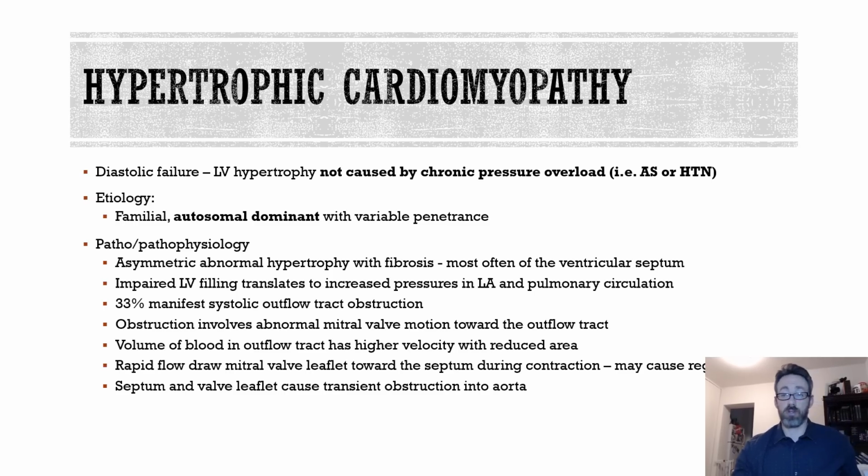So in hypertrophic cardiomyopathy, this is the second type. This is where there's hypertrophy similar to a concentric hypertrophy, where there could be smaller chambers and very thick walls. Okay. Now it's important to note that this hypertrophy is not caused by chronic pressure overload like aortic stenosis or hypertension. It's not caused by that. Instead, it's more often a familial autosomal dominant condition with variable penetrance.